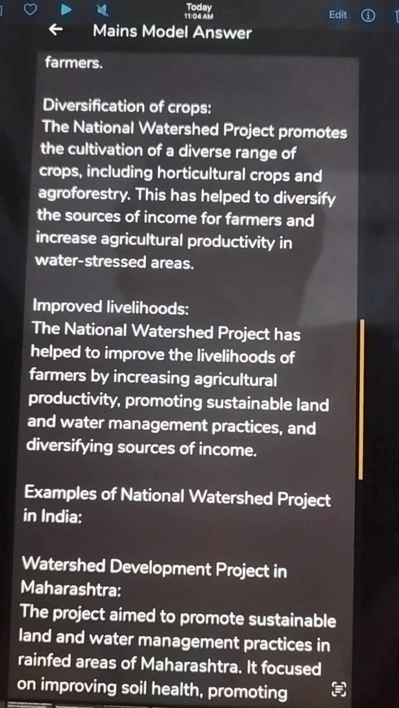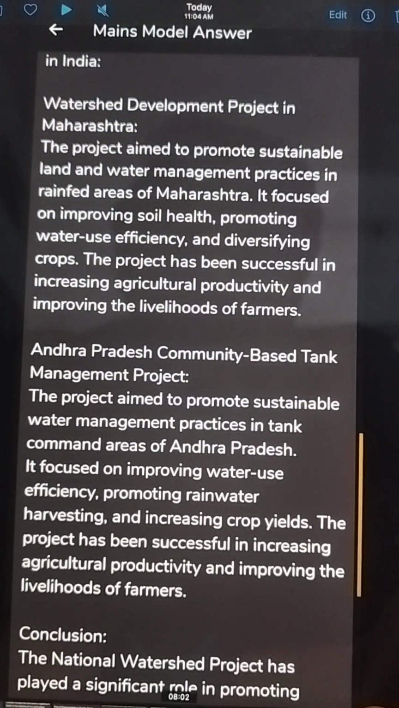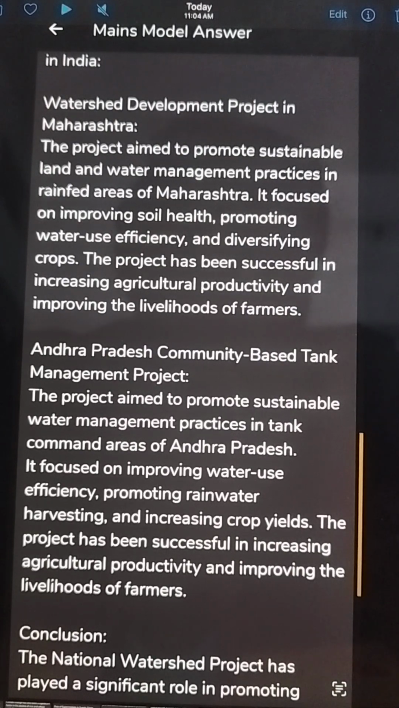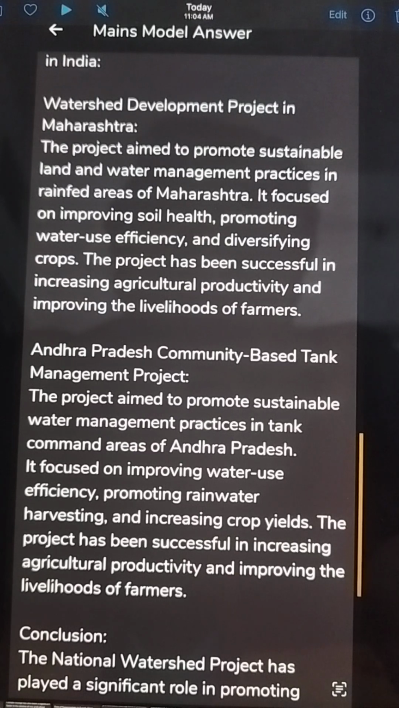Then examples of National Watershed Project in India. First, Watershed Development Project in Maharashtra. The project aimed to promote sustainable land and water management practices in the rain-fed areas of Maharashtra. It focused on improving the soil health, promoting water use efficiency, and diversifying crops. The project has been successful in increasing the agriculture productivity and improving the livelihoods of farmers.